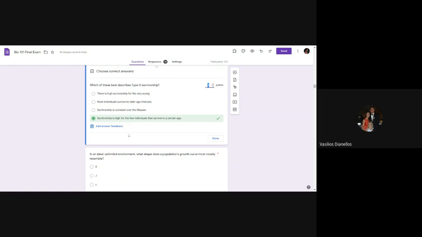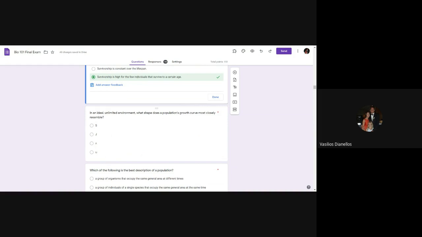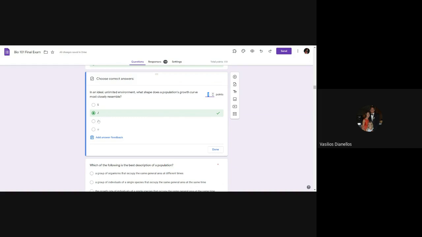Next, in an ideal unlimited environment, what shape does the population's growth curve most closely resemble? I'm really sad anybody got this wrong. This is verbatim from the study guide, verbatim the way we discussed it in the final exam review. I didn't change a thing, right? So unlimited environment, the answer is J. It's a J curve. I don't know how people missed this. Even more so, these two at the bottom are nonsense. I pointed out the fact that this is nonsense when we had the final exam review. The only two real answers to choose from are S and J.